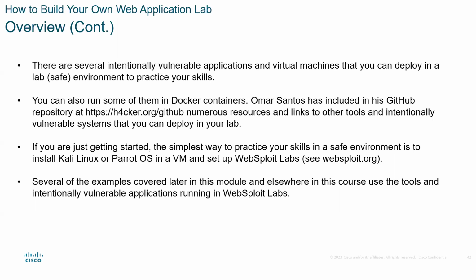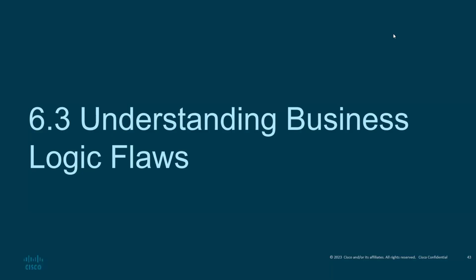If you are just getting started, the simplest way to practice your skills in a safe environment is to install Kali Linux or Parrot in a VM and set up WebSploit Labs. The process for setting up WebSploit Labs can be found on websploit.org. Several of the examples covered later in this module and elsewhere in the course use the tools and intentionally vulnerable applications running in the WebSploit Labs. So that's just an insight into how to build it.